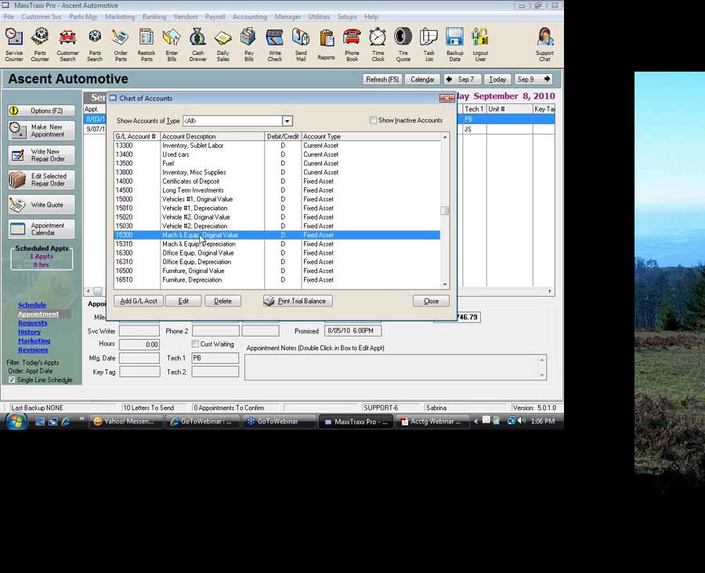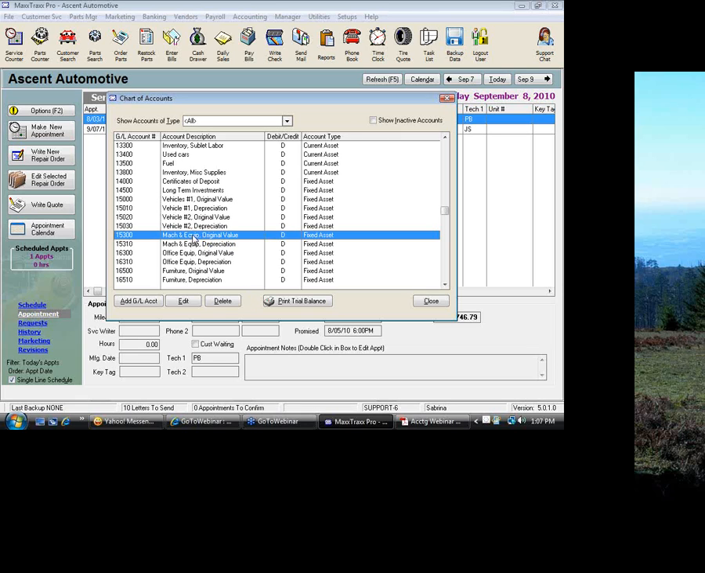Same goes for the machinery and equipment. They have value, just like that vehicle has value. So you would enter in the original value. Again, if you had a loan, you would offset a portion here, the other part of it is the loan, or if you're going to pay cash for it, it comes out of the checking account that you're using to pay for this equipment.